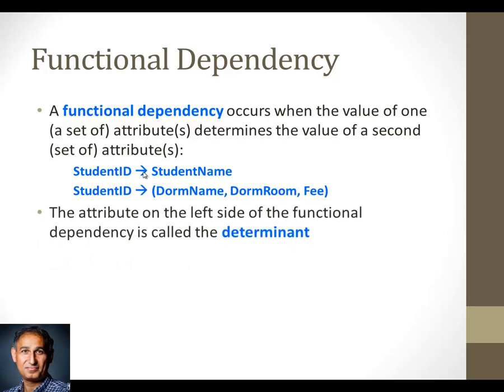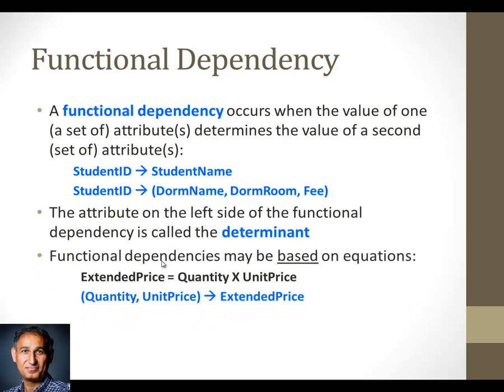For example, in this case, if I have student ID, that can determine student name, or it can determine the dorm name and dorm room and the fees, which means that student ID can be considered as determinant. Although functional dependencies are not equations, they could result from an equation.